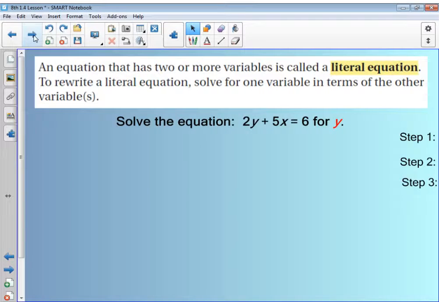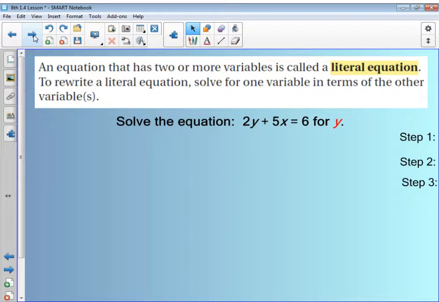Out of lesson 4, and we're going to be working through how to solve literal equations. Literal equations are equations that have two or more variables. To rewrite a literal equation, you're going to solve for one of the variables in terms of the other. It's much easier for us to go through and actually practice these in order for you to understand.